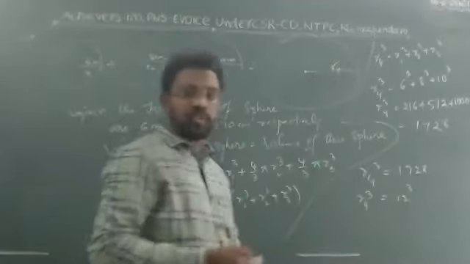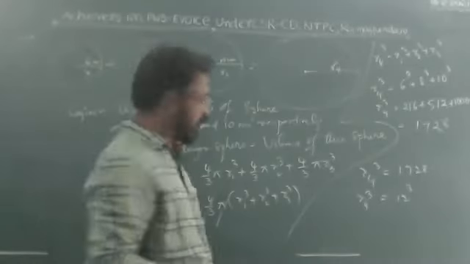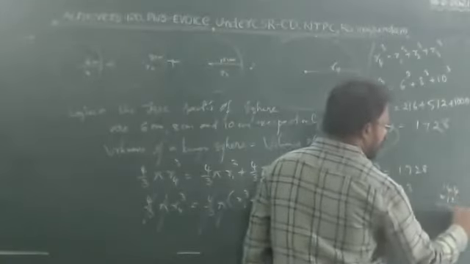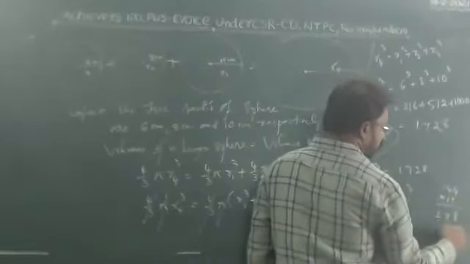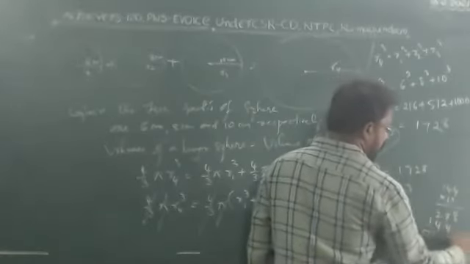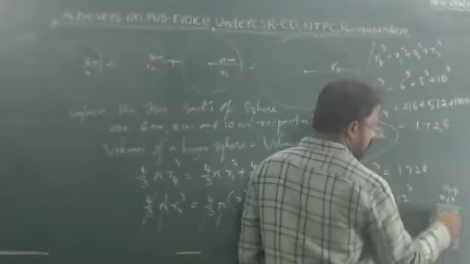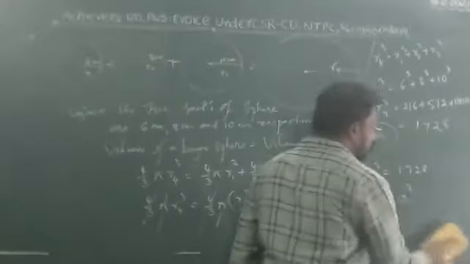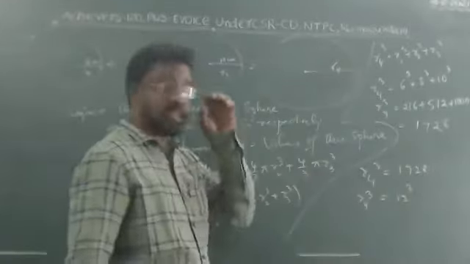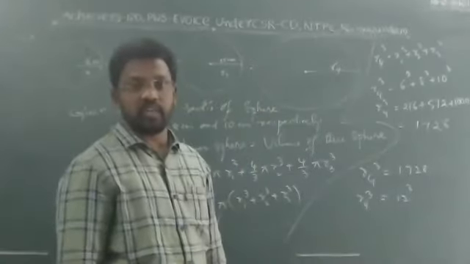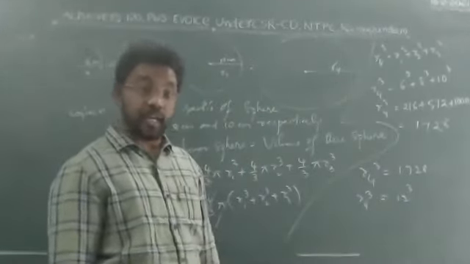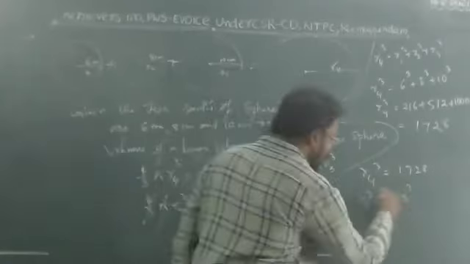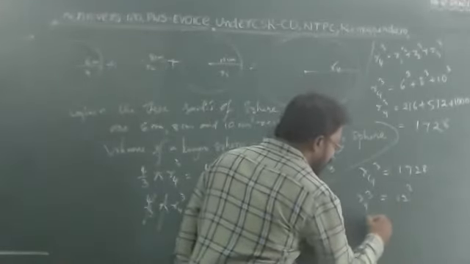I hope you know 12 cube is 1728. See here, 12 into 12 is 144, and 144 into 12 is 1728. So 12 into 12 into 12 gives the result 1728. Srinivasa Ramanujan's number is 1729, so it's very easy to remember: 1728 is 12 cube. Since the cubes are equal, you can equalize the bases.